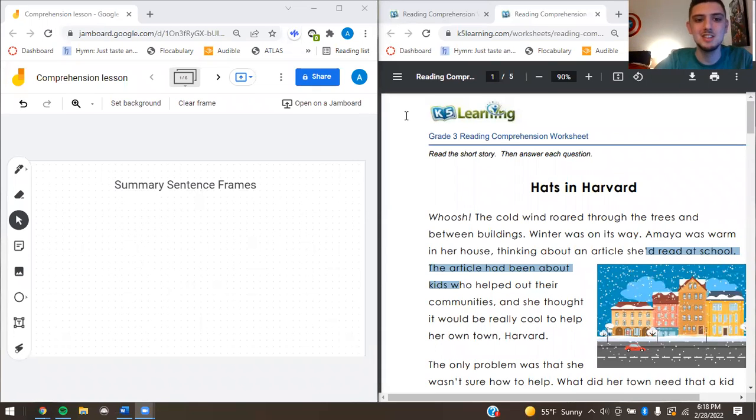All right. Today we're going to learn about a comprehension strategy that can help us when we're looking at different types of texts to be able to learn about the general structure of a story. We're going to get into some of how that works, but we're going to start with just introducing it. So these will be summary sentence frames.